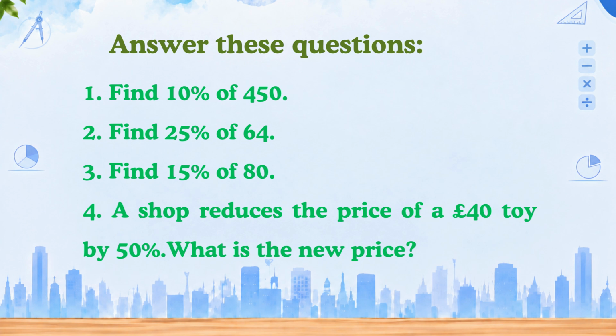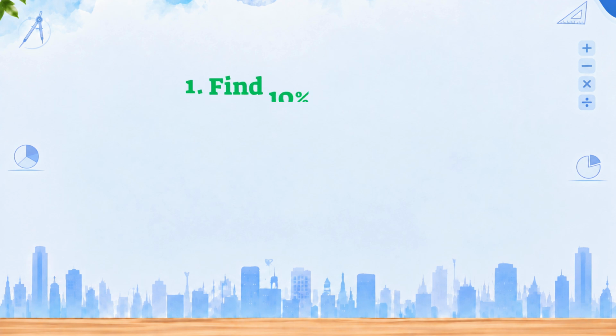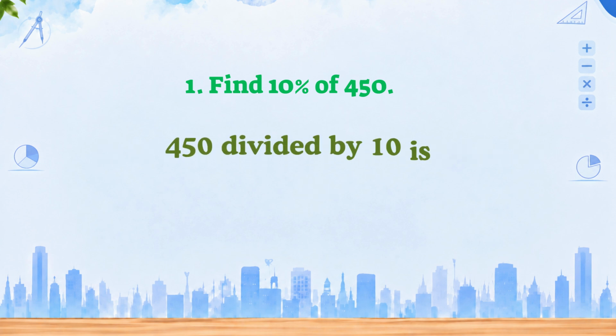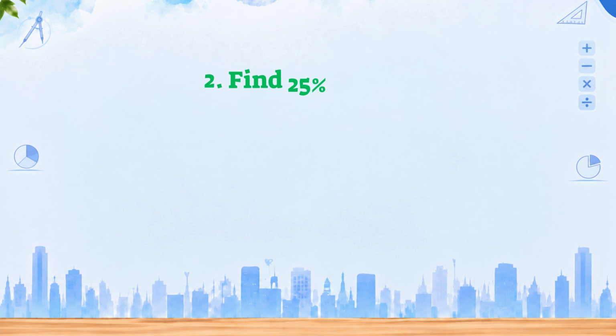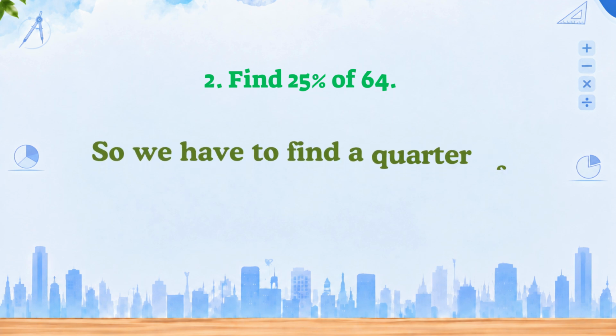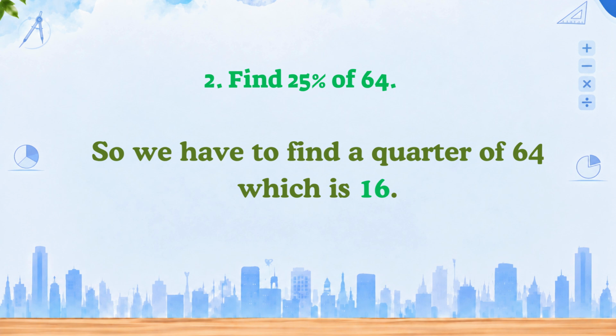Okay, let's go through the answers. So the first one, find 10% of 450. 10% means we have to divide by 10. So 450 divided by 10 is 45. Question 2, we have to find 25% of 64. 25% is equal to 1/4, so we have to find a quarter of 64, which is 16.